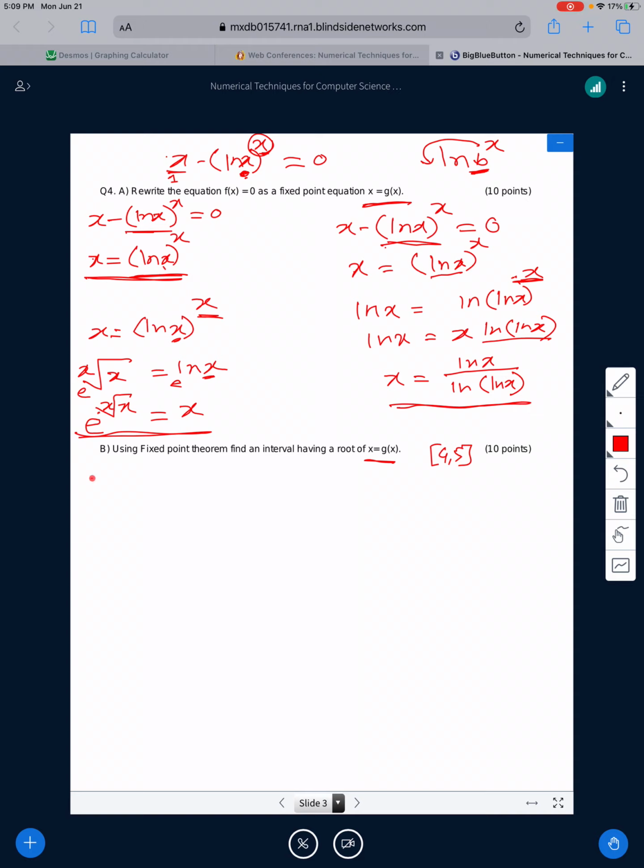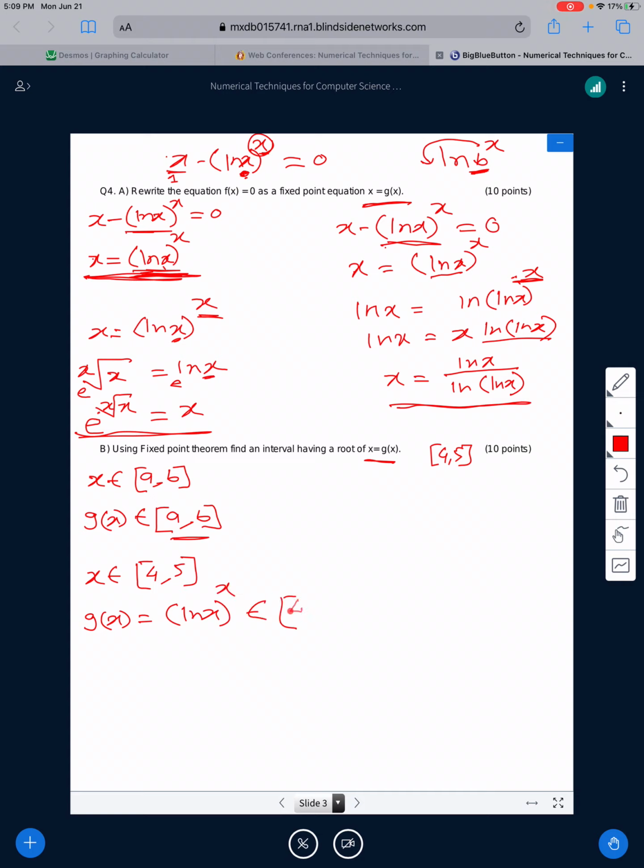Okay, so what is the fixed point theorem? The fixed point theorem is saying if x belongs to an interval, and for this if g of x also belongs to the same interval, then there is a root in the interval a to b. Okay, so let's see what is happening. This is my g of x, ln x to the power x. Suppose I am saying x belongs to 4 to 5, then g of x is equal to ln x to the power x, that also needs to belong to 4 to 5. We need to check that one.